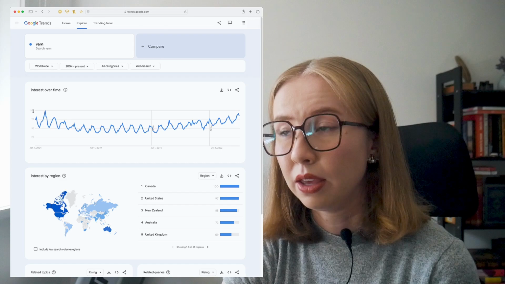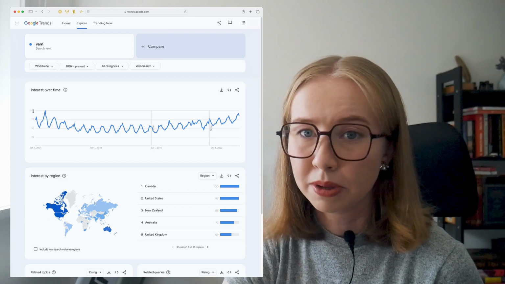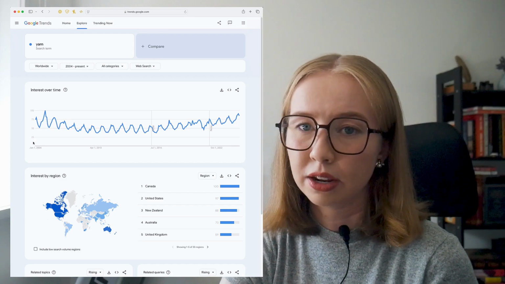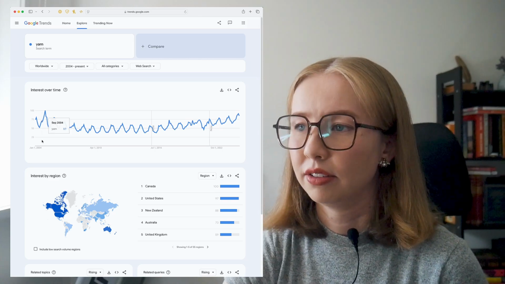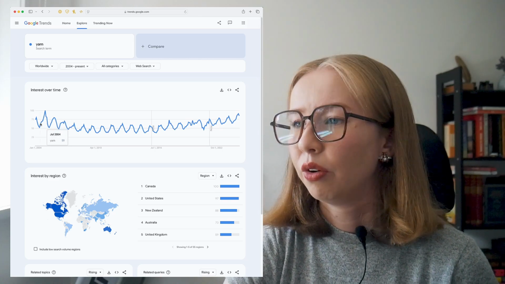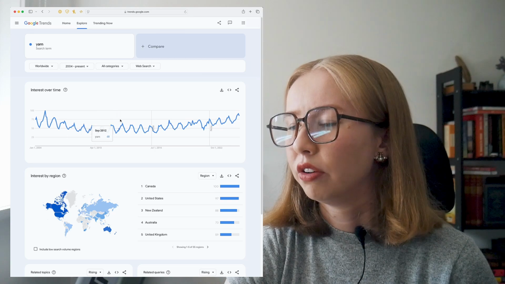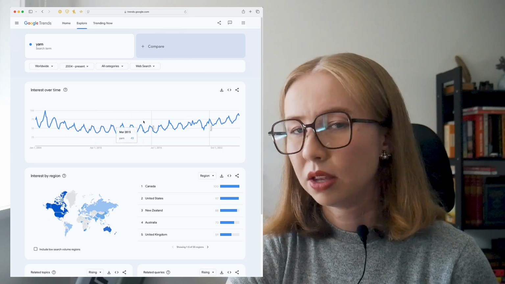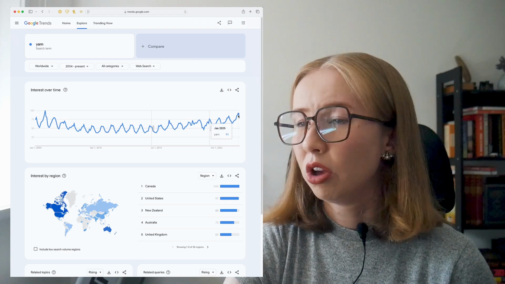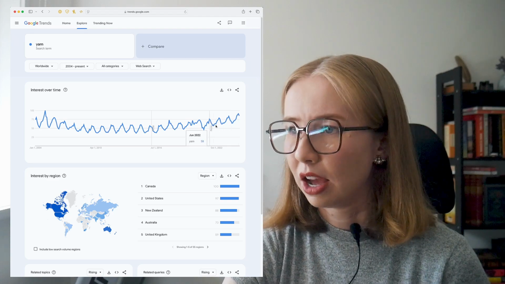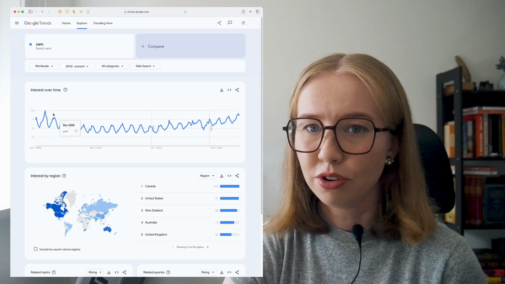So 100 would be when it is at its most popular, and then 0 would be when it's at its least popular. I can see two really interesting trends for this yarn graph. One, there's an overall curve downwards in the mid-2010s and then back up to now. So this term yarn is about as popular now as it was in 2004.